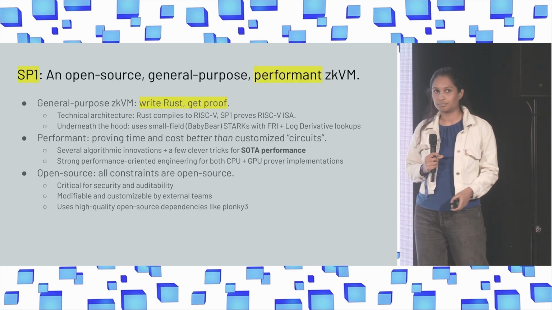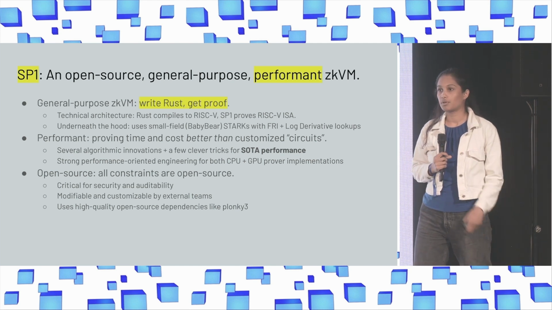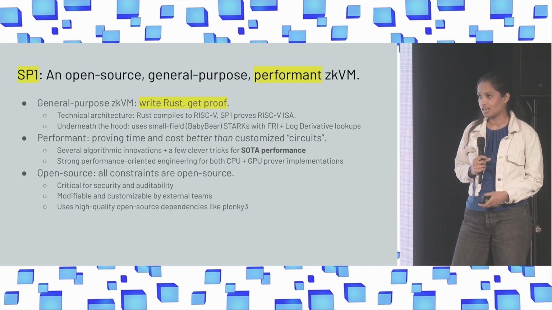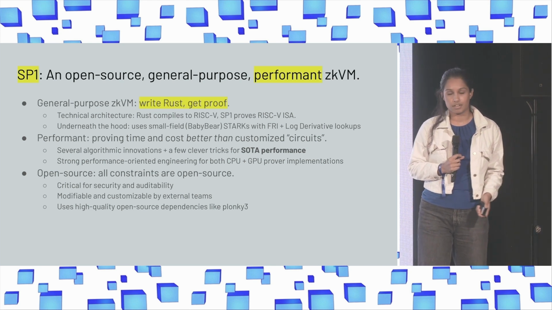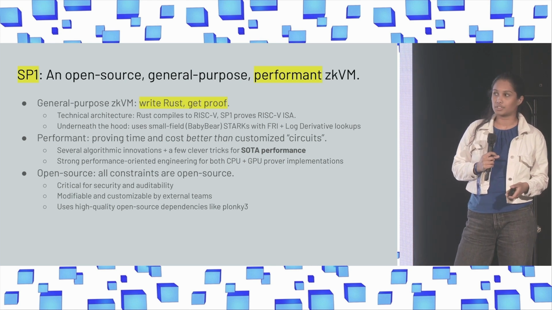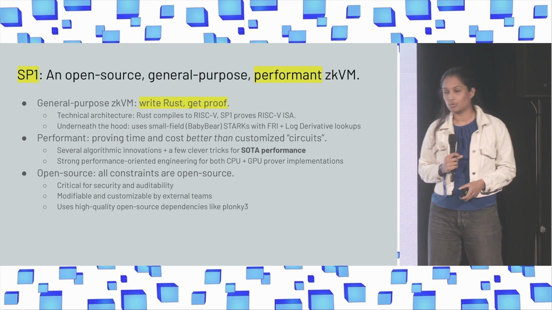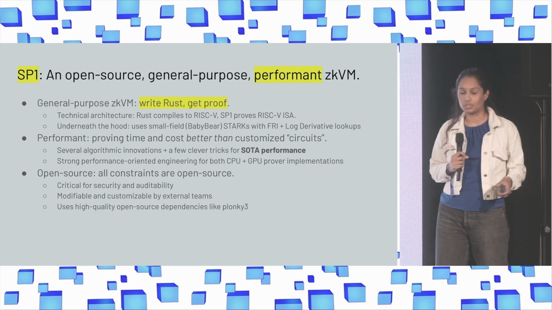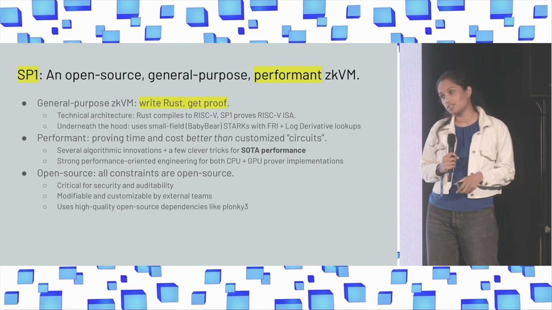So what is SP1? SP1 is an open source, general purpose, performant zkVM. There's a lot going on there, so let's break it down. So what is a general purpose zkVM? What it allows developers to do is just write normal Rust code and then get a ZK proof. So before, there was this kind of nightmarish world of circuits and specialized languages. None of that anymore. You just write normal code, and then it just works.